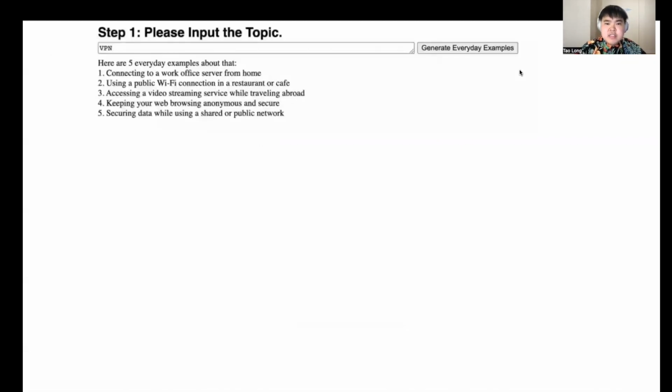So our system includes a total of 6 steps. The first step is to help users generate everyday examples of an abstract topic. When the writers input a science topic, let's say VPN here, 5 basic everyday examples will show up that people may know about VPN, like connecting to a work office server or accessing public Wi-Fi. Then among these 5 results, the users can pick the everyday example they find most interesting and relatable and go with it to the next step.